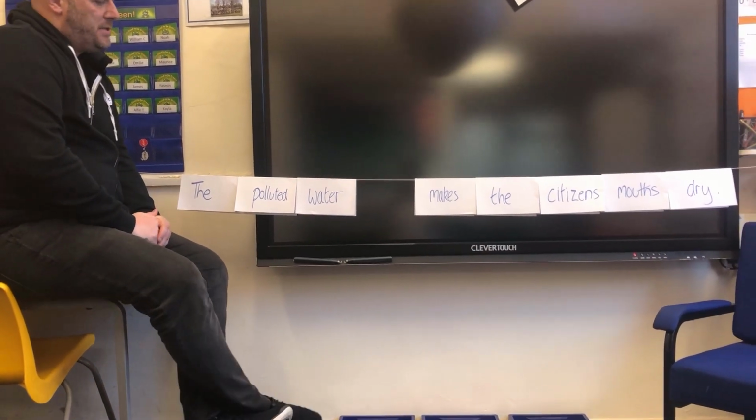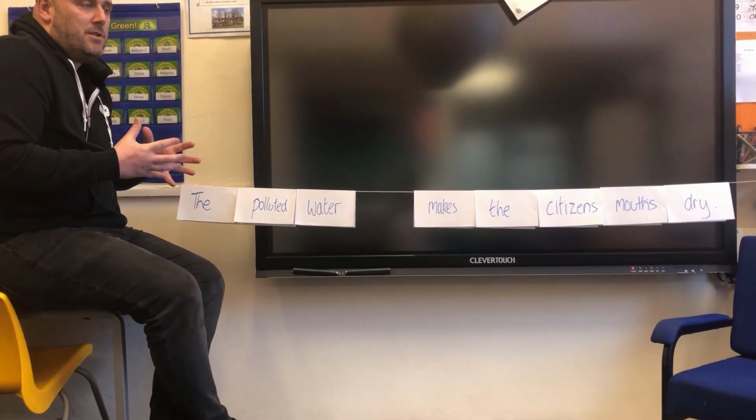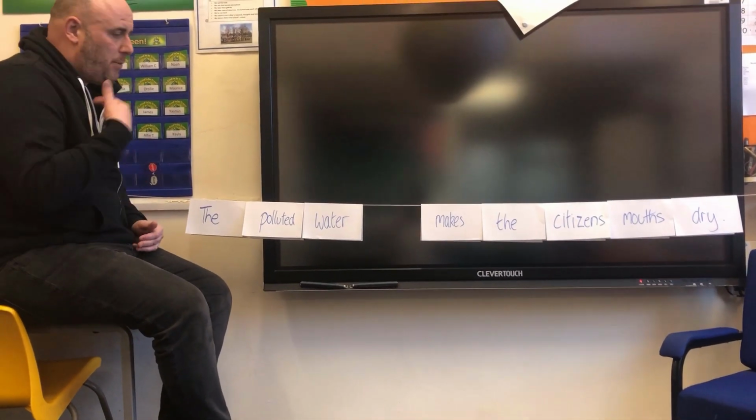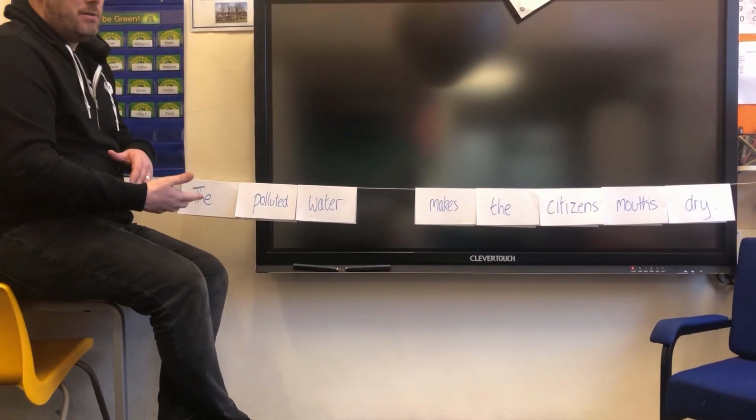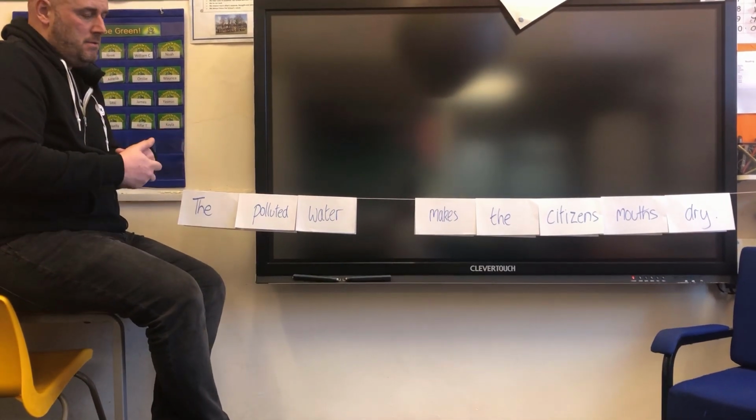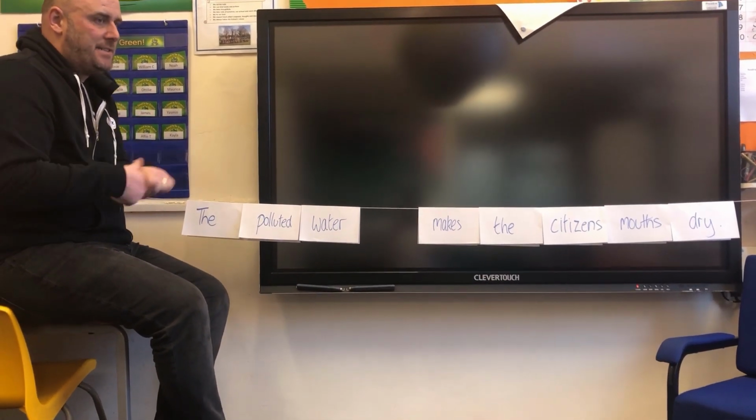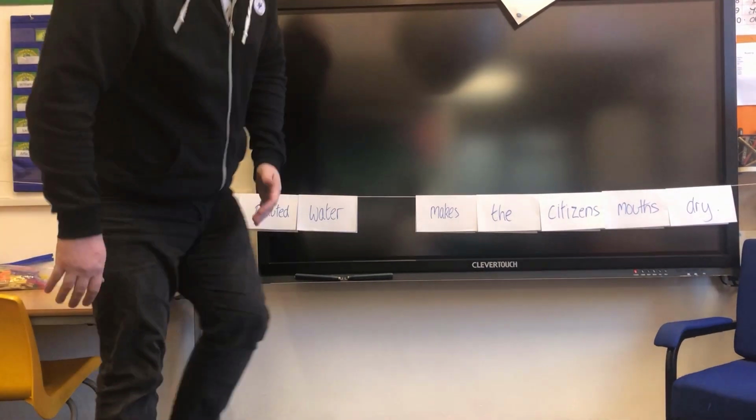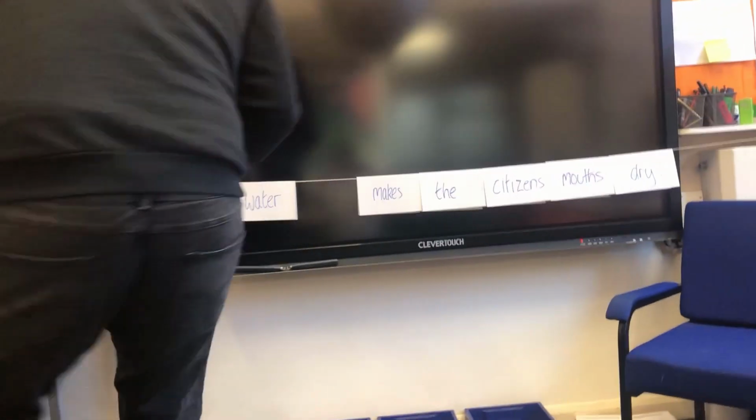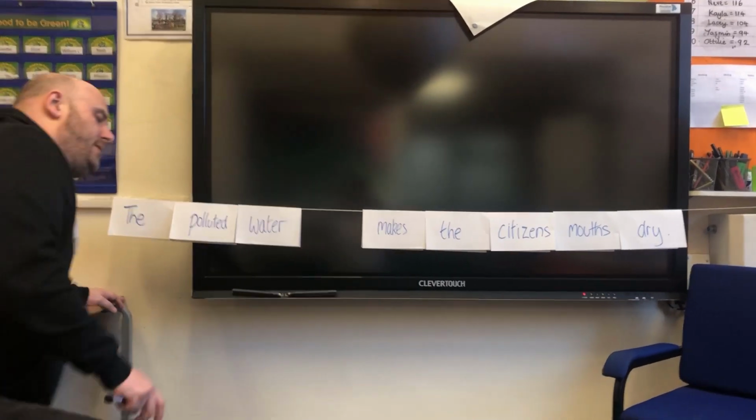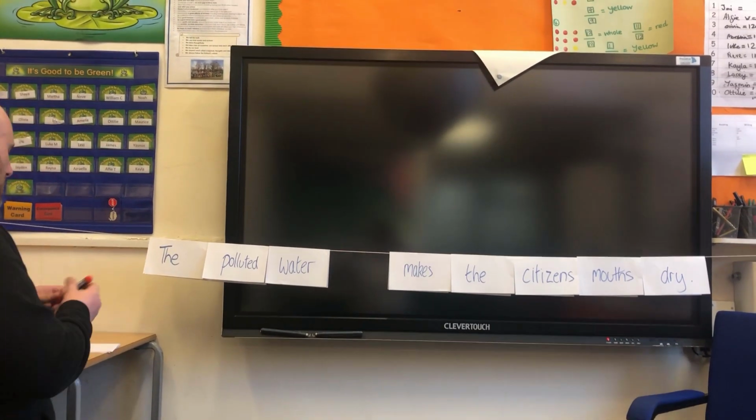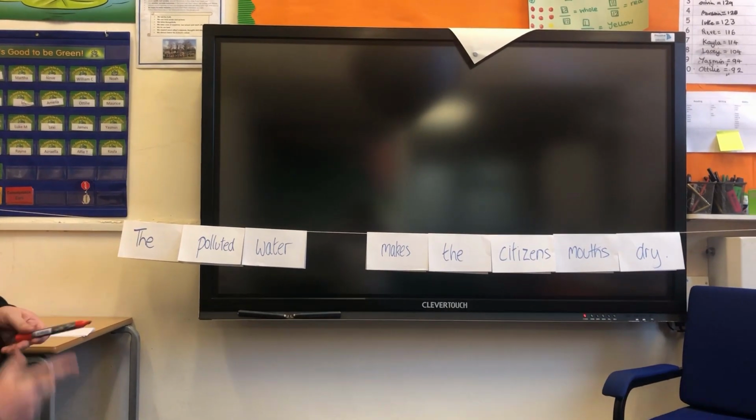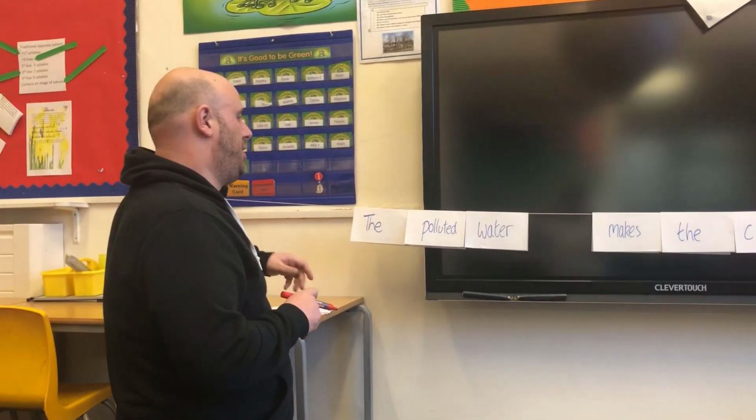So the polluted water is really good description, but what my reader wants to know is what's made it polluted. How does that look? How does it smell? How would it taste if I drank it? Probably wouldn't drink it if it's polluted. So I'm going to add in some adjectives here. If something's polluted, it doesn't look very nice, does it? So I'm going to add in some words that help my reader visualise what we're doing.